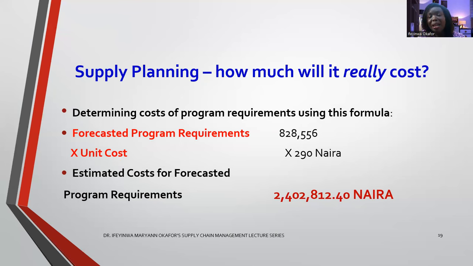Let us also look at another example from what we forecasted earlier in our previous class. The amount that we forecasted is 828,556, if you remember. And the unit cost is provided here, it is 290 naira. So the total amount needed to procure this amount of goods is the amount forecasted times the unit cost, giving us 2,402,812 naira 40 kobo. Okay, this is another example.